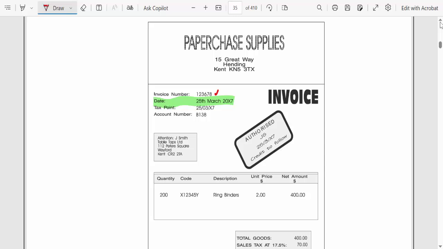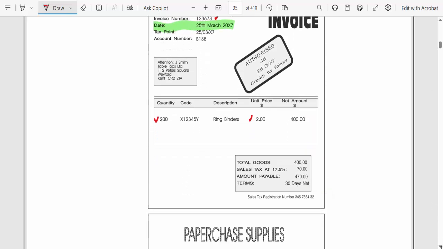Goods: 200 units of a product called ring binders, identified with the code X12345Y. Unit price: each ring binder is priced at $2. Total goods cost: the total cost for the goods is $400, 200 units multiplied by $2 each.